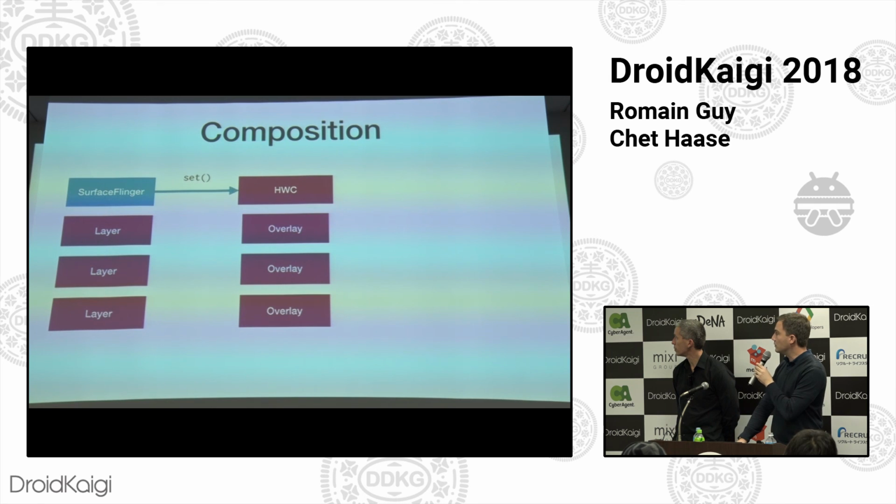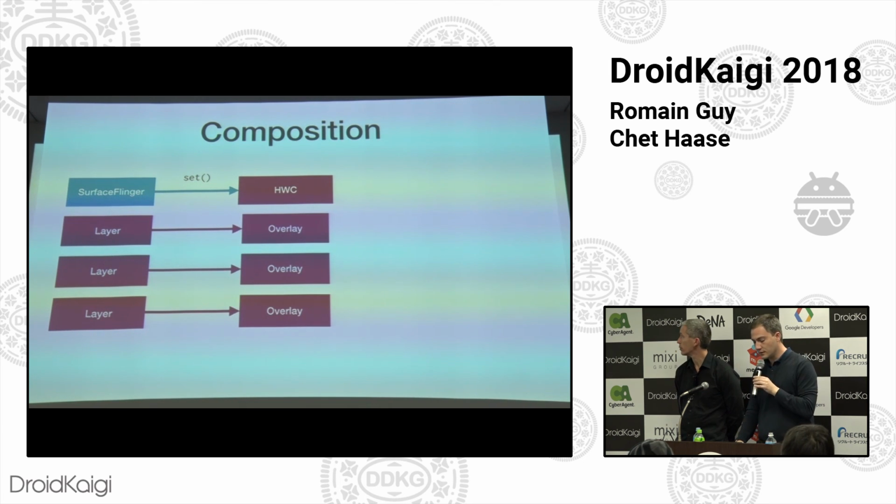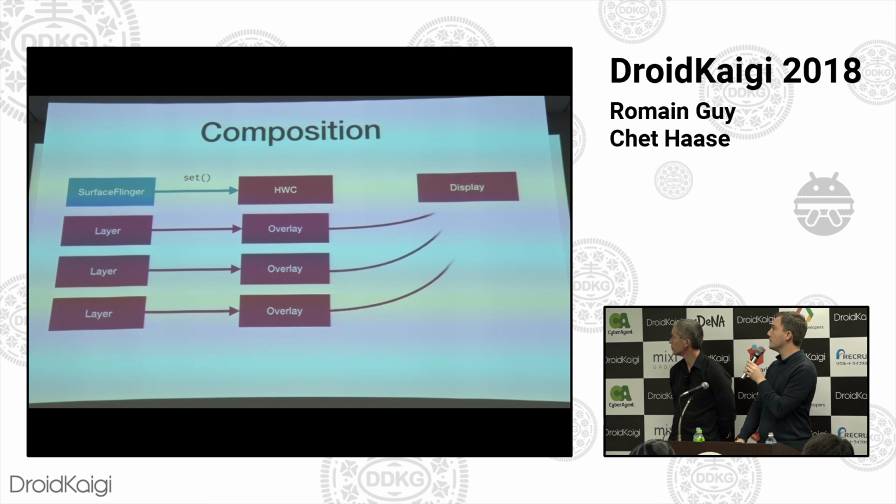So here we're done. Surface Flinger calls set. Set means do the composition. Because all the layers have been marked overlays, we don't have anything else to do on the Surface Flinger side, and the hardware does its magic, and everything shows up on the display.